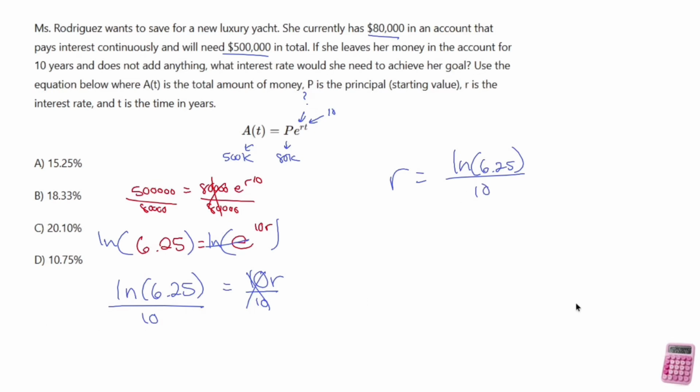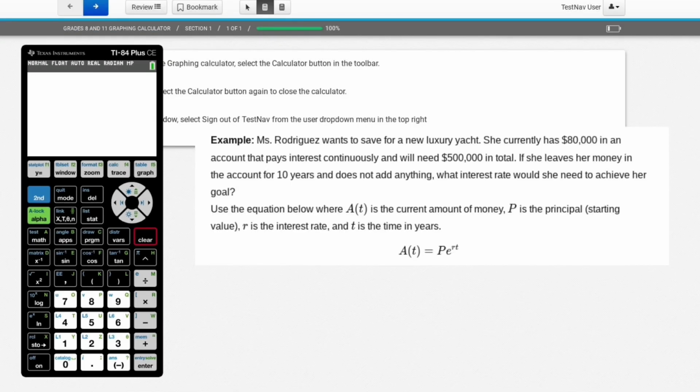Let's use our calculator to figure that out. Just type in ln of 6.25, and then take whatever number that is and divide it by 10, and we get 0.1832, which I'll round up to 0.1833.